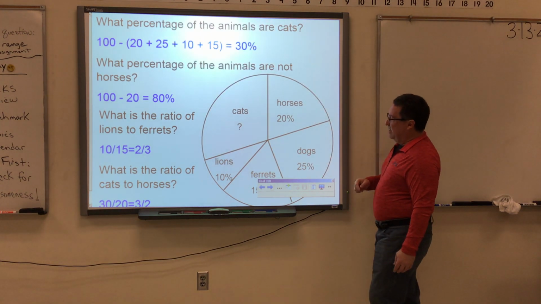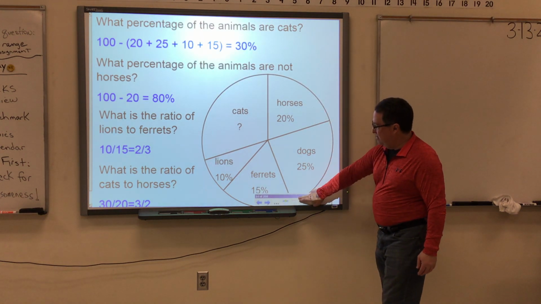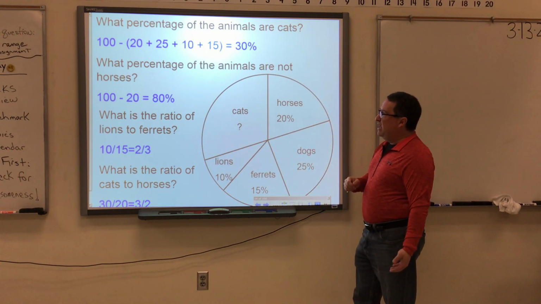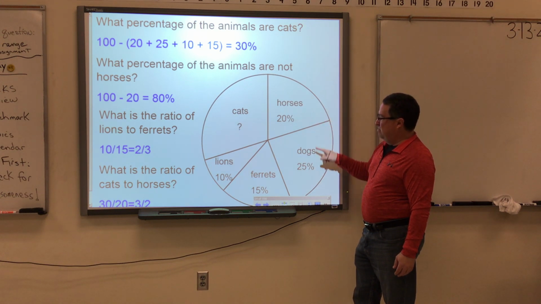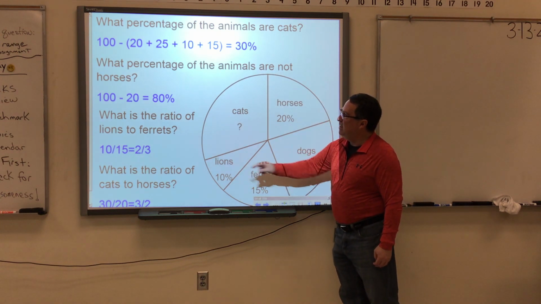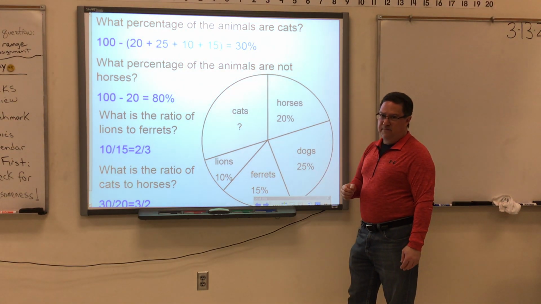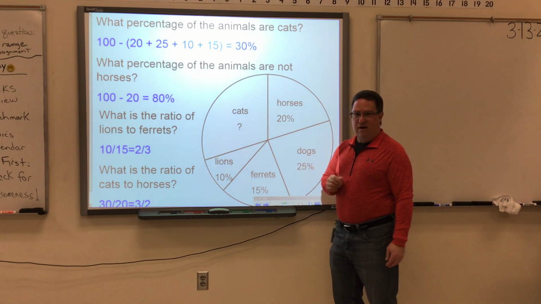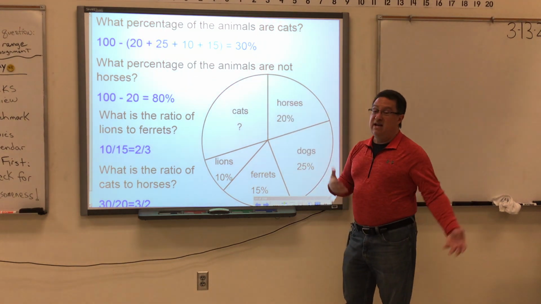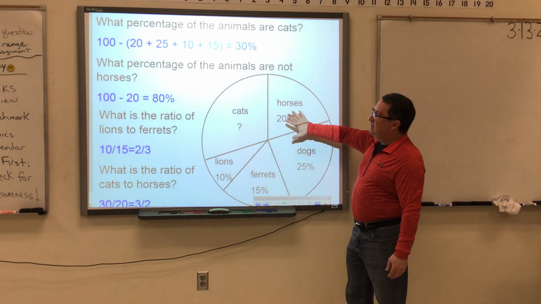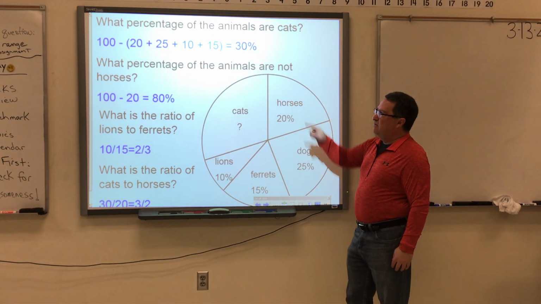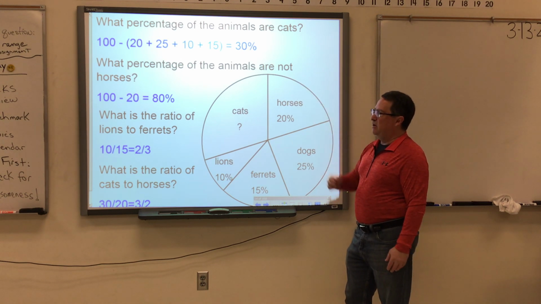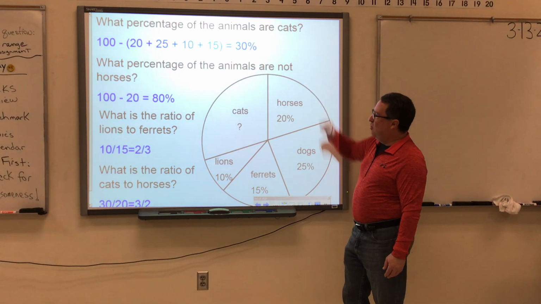What percent of the animals are cats? If we look at this particular circle graph, we see a question mark by the cats. So again, we are going to take 20 plus 25 plus 15 plus 10, add them all together, and then subtract that number from 100, because again, the full circle is 100%. So 30% would be your answer. 20 plus 25 plus 10 plus 15 is 70. 100 minus 70 is 30.